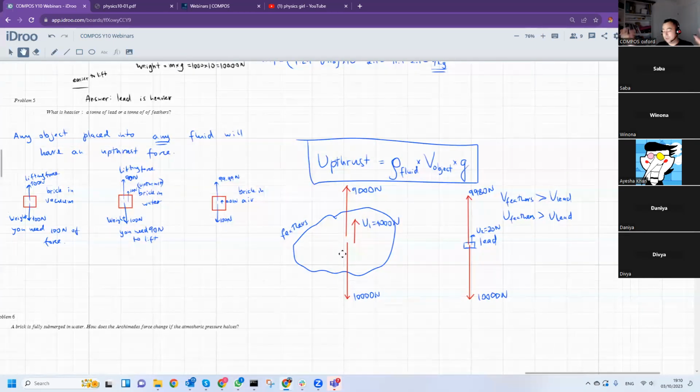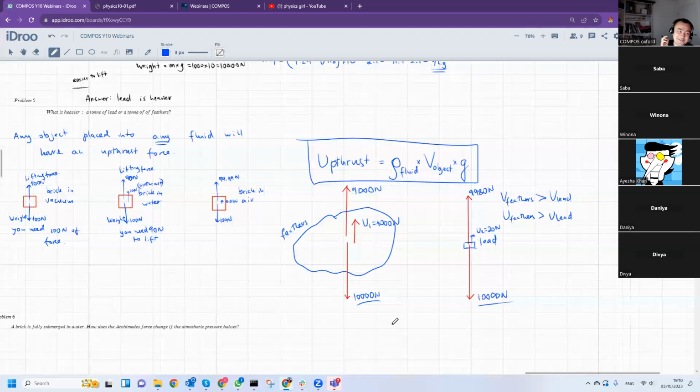Because when we say what is heavier, we're not asking for the mass. Yes, mass is obviously the same. They obviously have the same weight. The weight of feathers is the same as the weight of lead. But when we say what is heavier, we mean what is heavier to lift. And lead is heavier to lift because it doesn't have as much upthrust force to help you lift it.